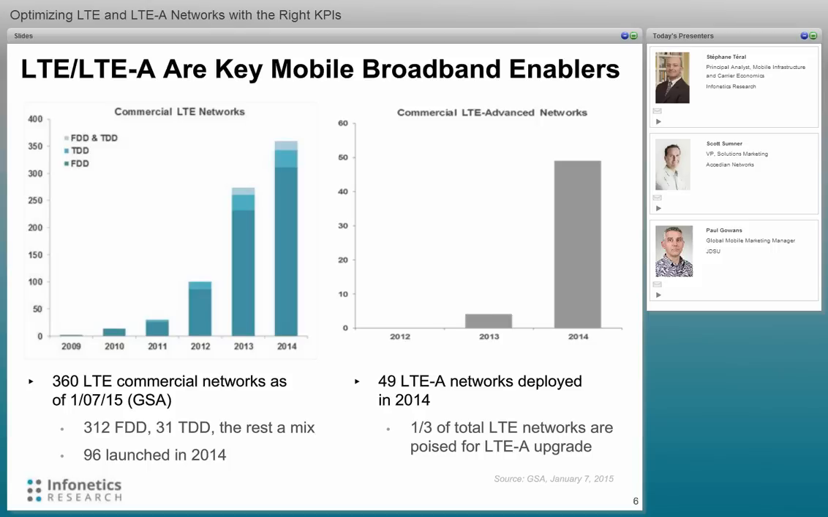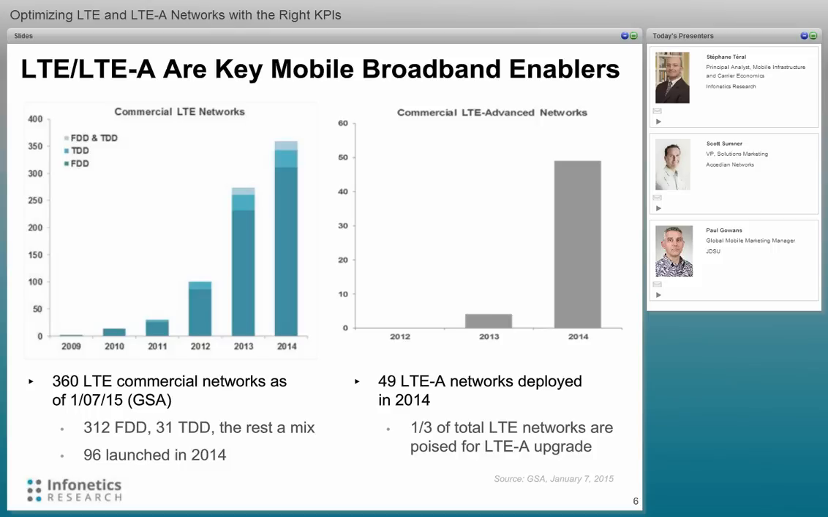So that is part of the total. This is LTE, ladies and gentlemen, 360 networks. But hey, guess what? LTE-Advanced is advancing and enabling mobile broadband. Now we have 49 LTE-Advanced networks deployed in 2014, and talking to service providers, it looks like 1/3 of the total LTE networks are poised. I mean, those existing 360 networks are ready for an upgrade.